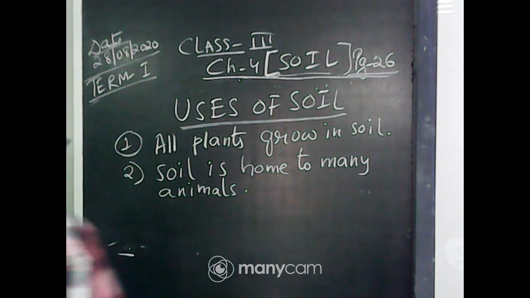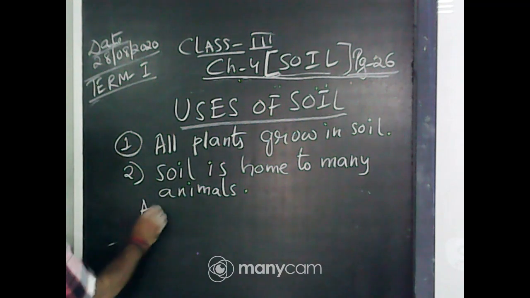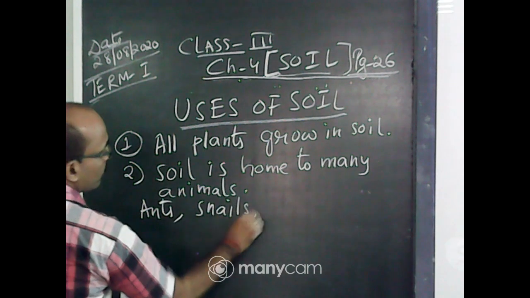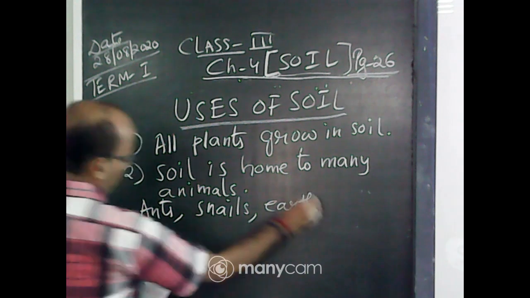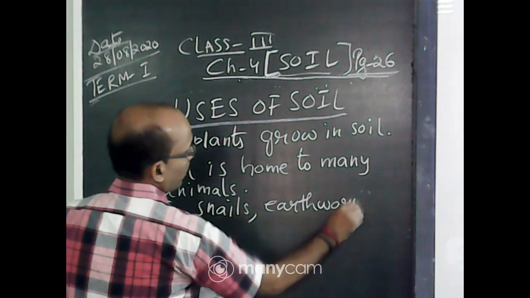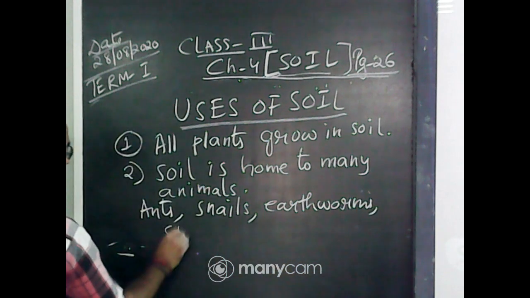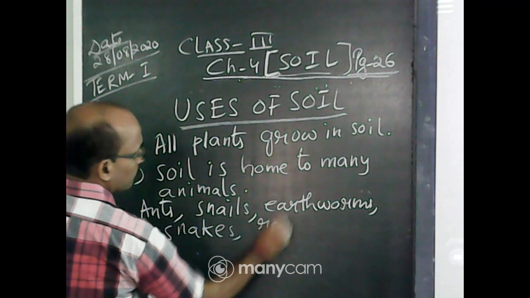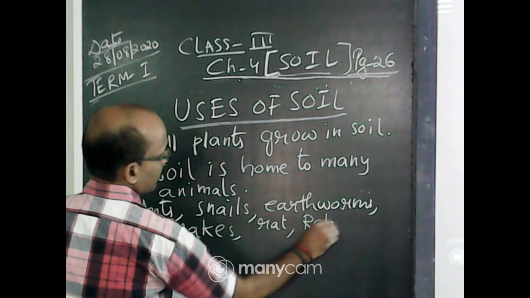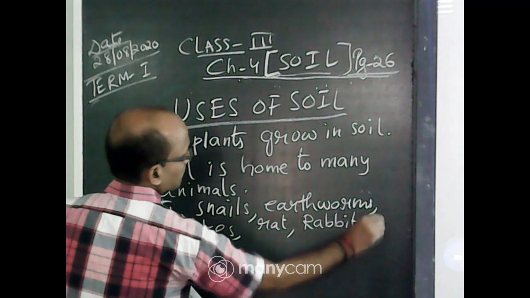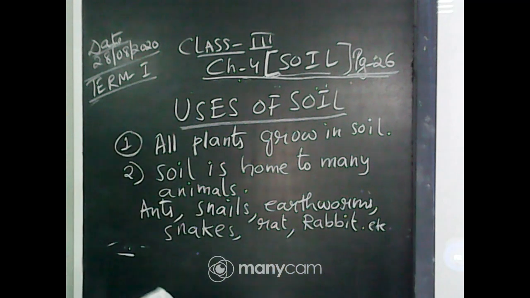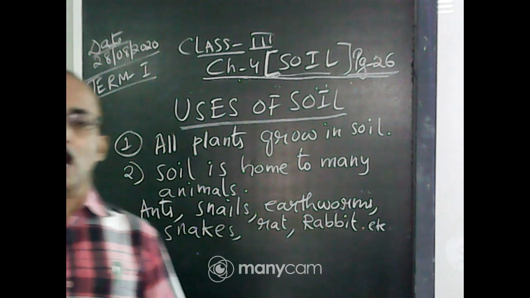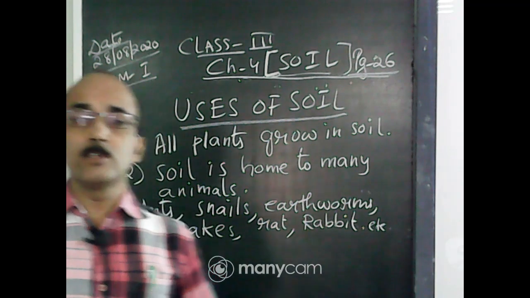Let me write it down. It can be ants, it can be snails, you know snails also, earthworms, snakes also, they dig holes in the soil, rats also, rabbits, and so on. These types of animals live in the soil. So, ants, snails, earthworms and many other animals live in the soil.